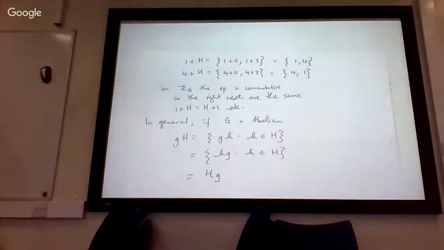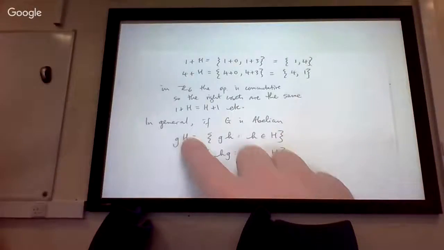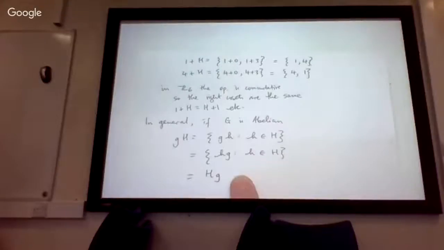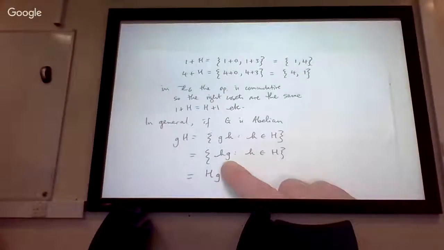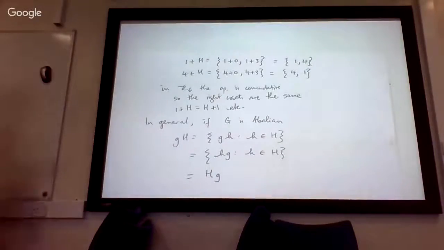That kind of makes sense when the containing group is abelian. Perhaps if the containing group is not abelian, we might expect these two to be different. It doesn't guarantee they'll be different, but when the group isn't abelian, these products do not necessarily equal each other. So there's the potential for the left coset to be different to the right. That might happen.